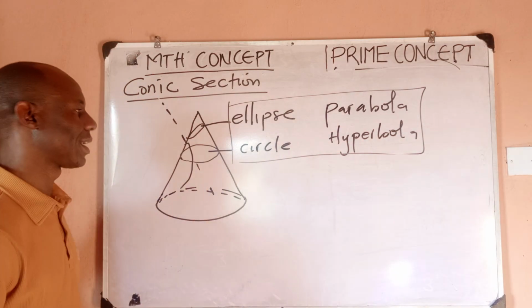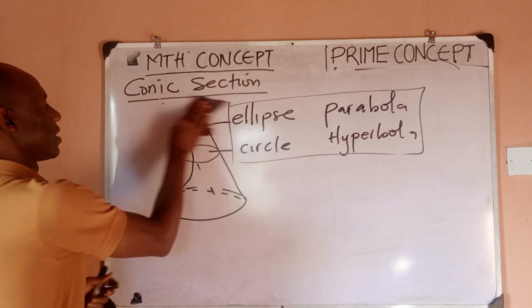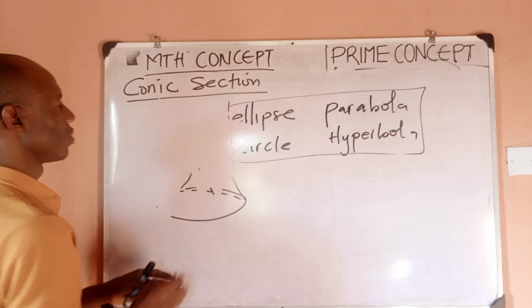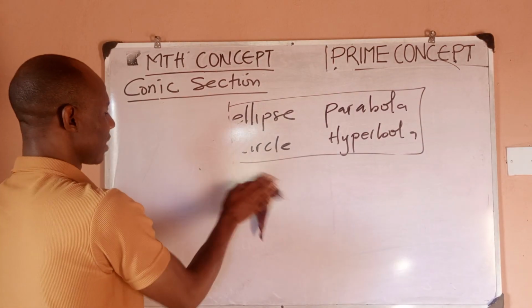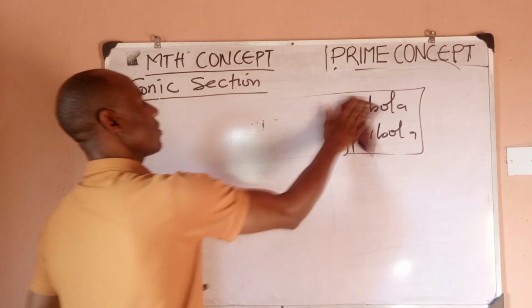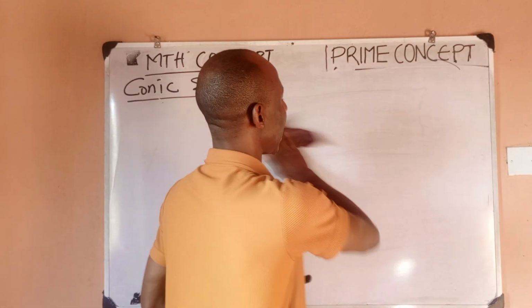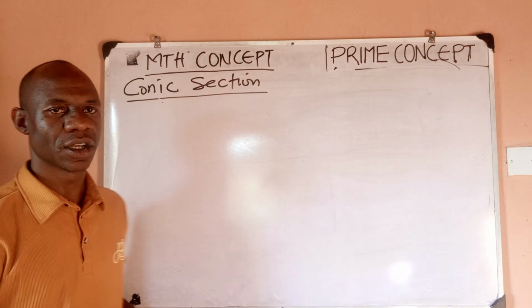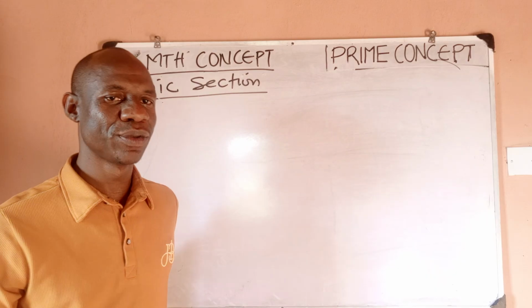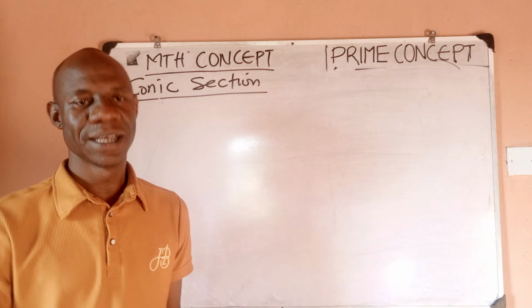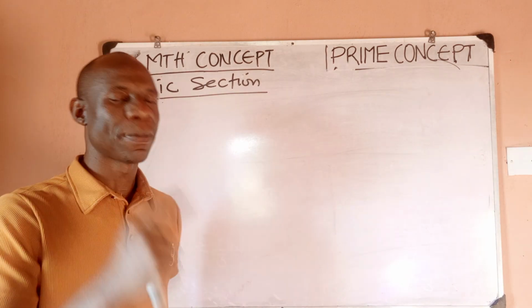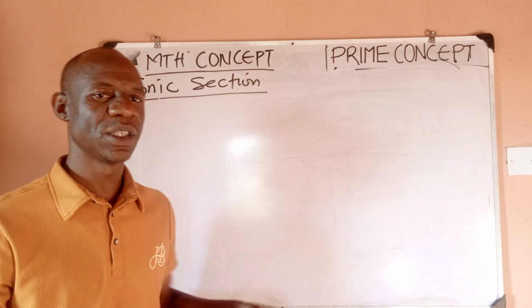You should understand that any shape that can be gotten by slicing a cone is known as a conic section. The exam can ask you which one of these is not part of the conic section. They will put circle. Circle is part of it. Parabola is part of it. Hyperbola is part of it. Ellipse is part of it.